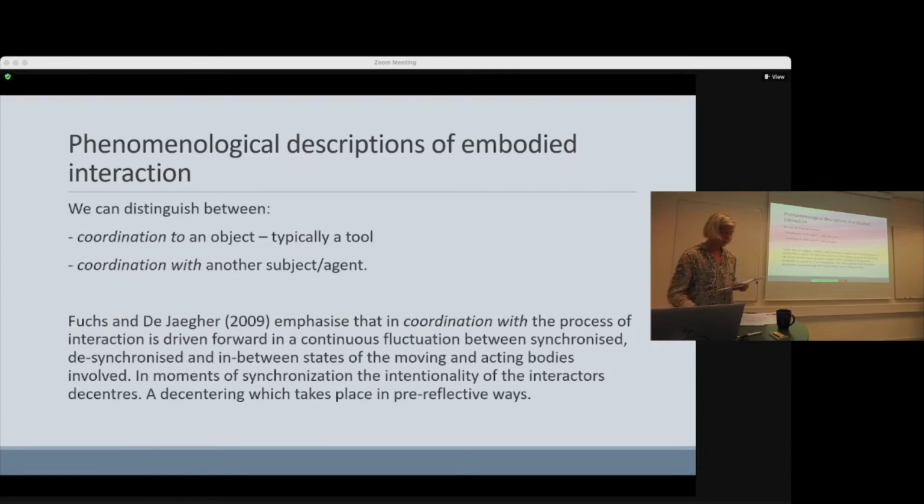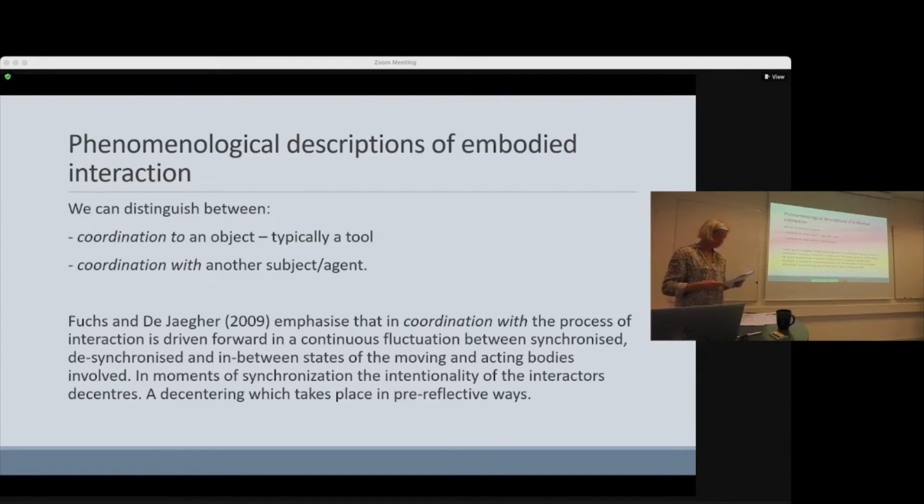Subsequently, they distinguish between coordination to an object, typically a tool, and coordination with another subject, an agent. Coordination to addresses, for example, the extended characteristics of how the runner relates to and senses the terrain through the running shoe, and how the tennis player senses and hits the ball through the racket. Coordination with addresses the way the practitioner couples to the perception-action cycles of another practitioner. So they extend and blend.